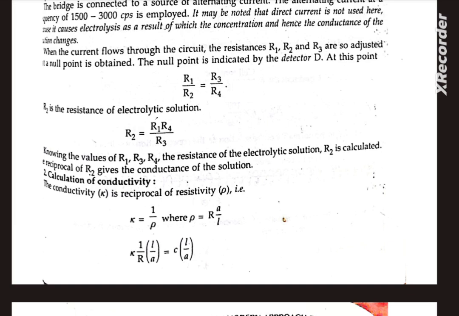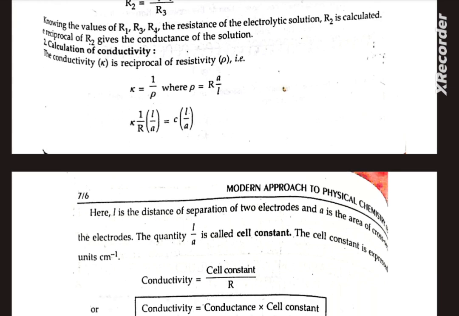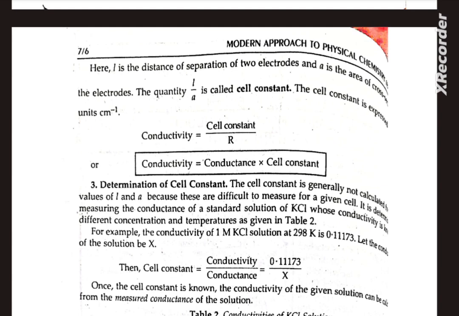Number 2. Calculation of conductivity. The conductivity K is the reciprocal of resistivity rho. K is equal to 1 divided by rho, which is equal to 1 by R times L by A. Here L is the distance of separation of two electrodes and A is the area of cross section of the electrode. The quantity L divided by A is called cell constant. The cell constant is expressed in the unit centimeter inverse. Hence, the conductivity is equal to cell constant divided by R.